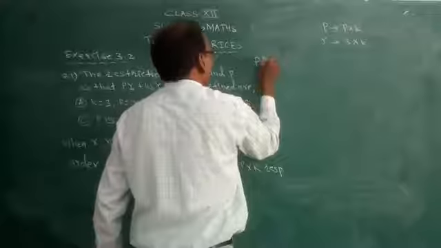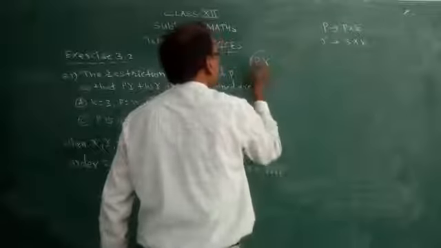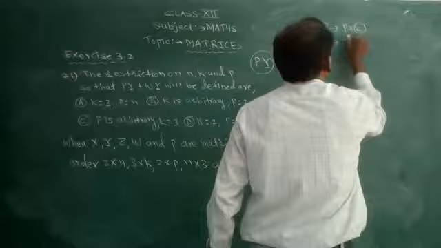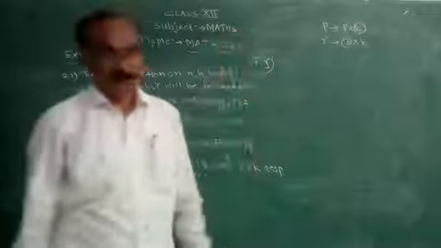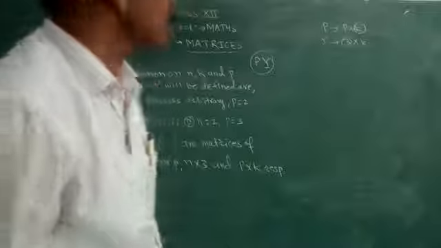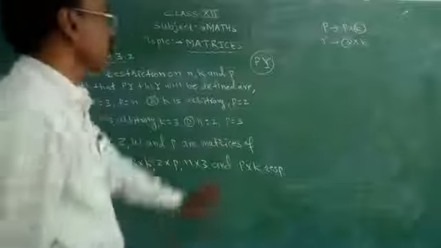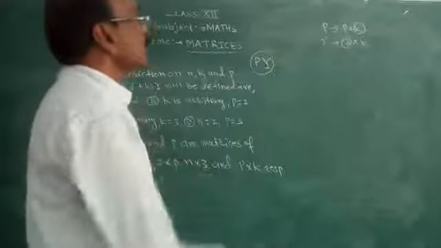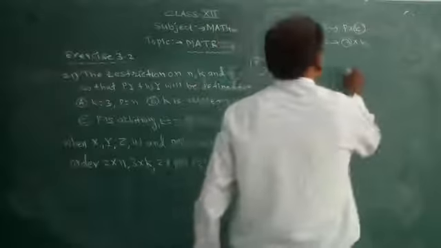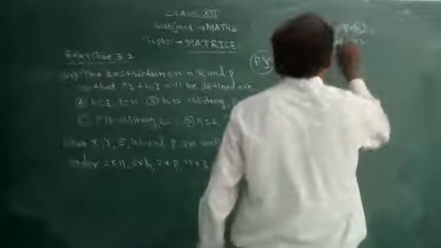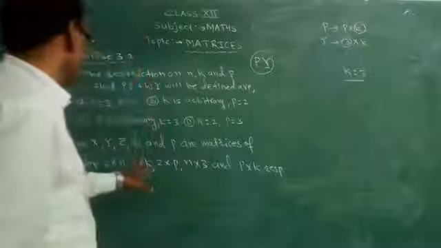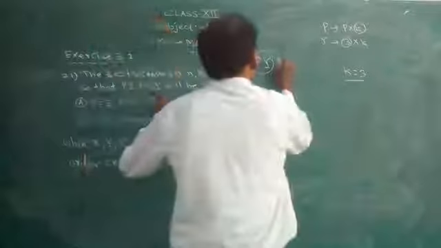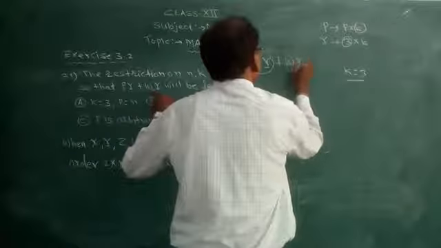This product will be defined if here K equals 3. The number of columns of the first matrix and the number of rows of the second matrix should be equal, and only then will this product be defined. So here K should equal 3. Then second plus Wy plus W into 1.